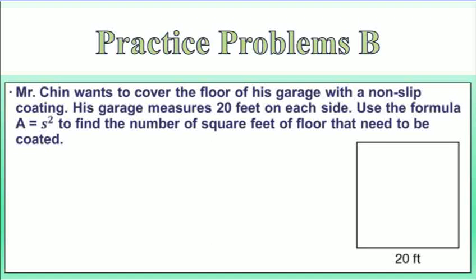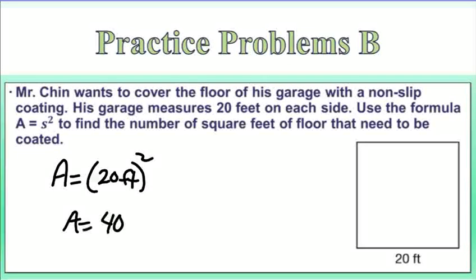Next one, Mr. Chin wants to cover the floor of his garage with a non-slip coating. His garage measures 20 feet on each side. Use the formula A equals S squared to find the number of square feet of floor that needs to be coated. So A equals, I put in 20 feet in for S, so 20 feet, and I square it. That would give me an area of 400 square feet.